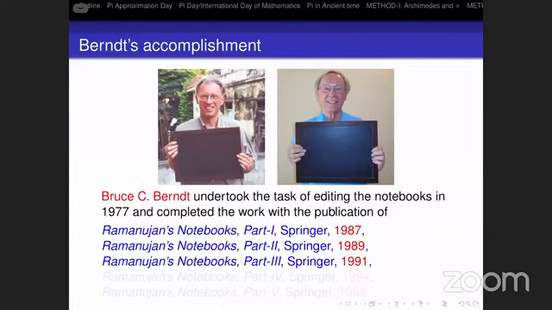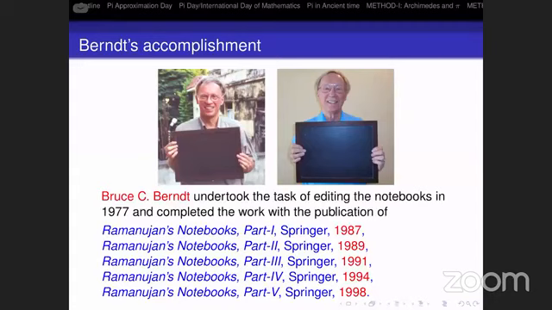But there are still many formulas and results whose proofs are not given in the spirit of Ramanujan. That means we do not know how Ramanujan actually arrived at some of those formulas. Still, the mystery is there.